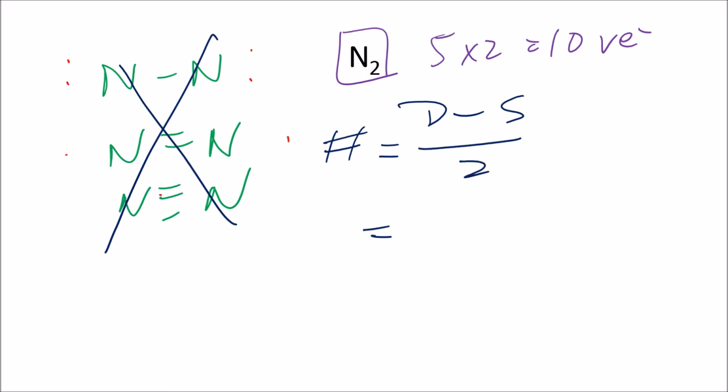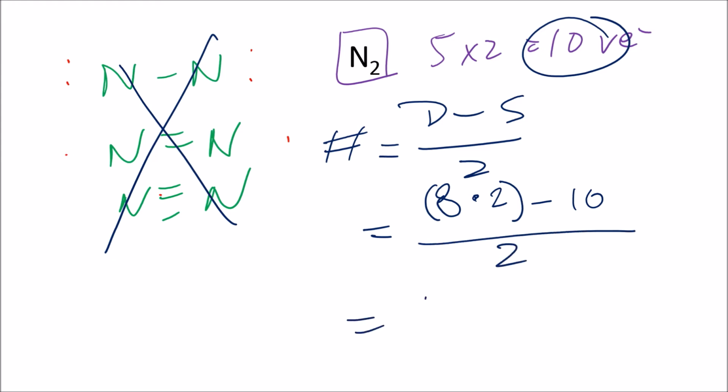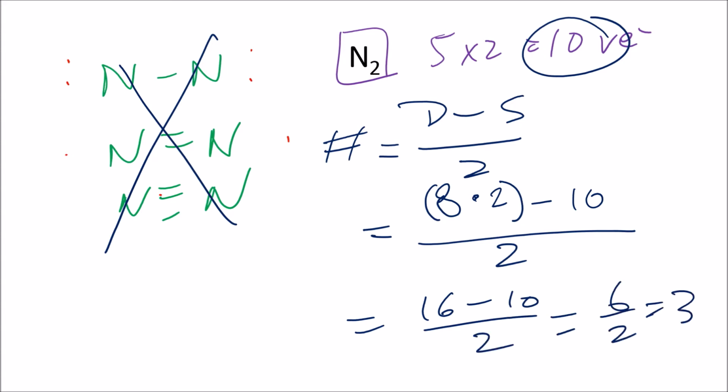Demand here: nitrogen wants to have 8 valence electrons. How many nitrogens are here? 2. 8 I want, and I have 2 of them. 2 of them want 8, so there's 16, right? Minus the supply: the valence electrons plus the hydrogens available and the cation or anion, right? How many valence electrons are here? This number right here, 10, right? Are there any hydrogens? No. Are there any cation or anion signs? No. So now just divide by 2. We'll get 16 minus 10 over 2 equals 6 over 2 equals 3.